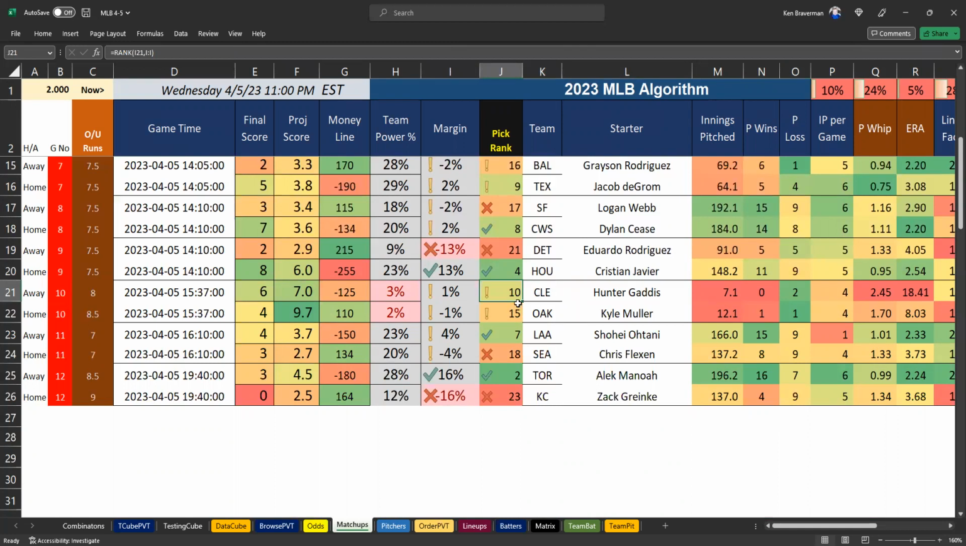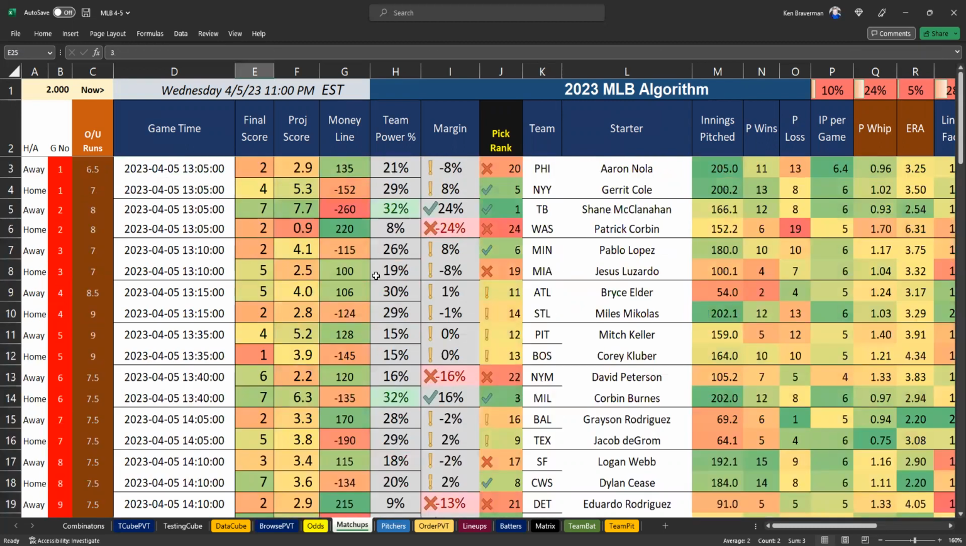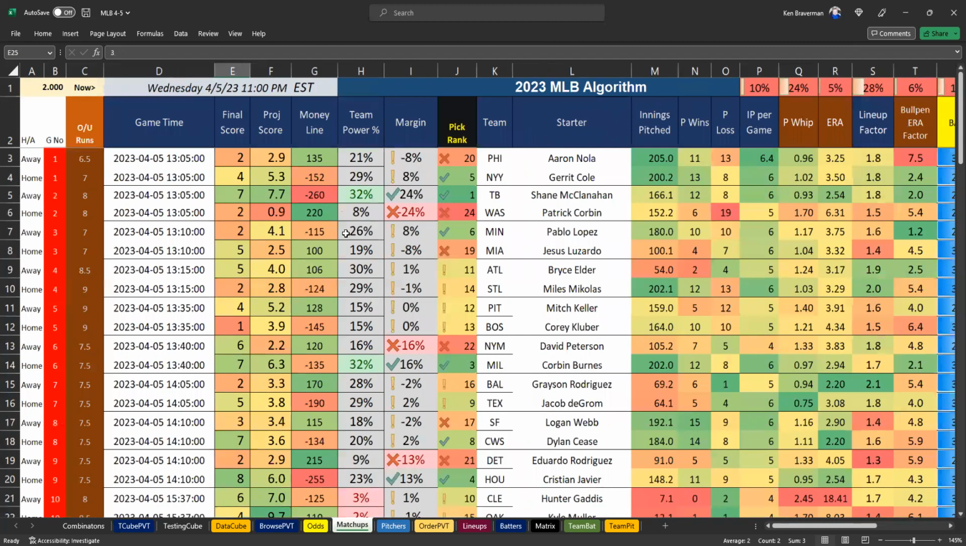Also, the pick rank was 10. So that's why it tells you to pick Cleveland, even though the runs are screwed up here because of the ERAs of these guys. Angels were supposed to win 4-3. They win 4-3. Wow. And Toronto was supposed to win 5-3 and they win 3-0. That's pretty darn awesome.